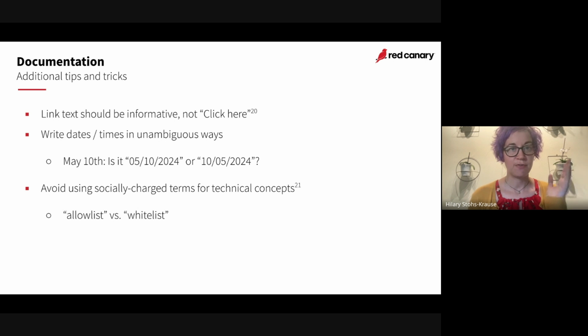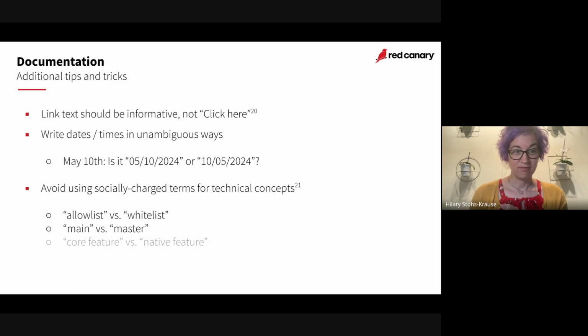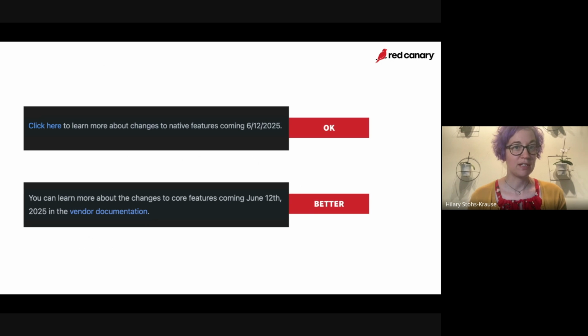So allow list versus whitelist, right? We want to be using allow list. Main instead of master. Core feature instead of native feature. And again, these are all pretty small things, but we all know that small things add up into big things over time. So here's an example. The top one is okay, right? "Click here to learn more about changes to native features coming 6/12/2025."